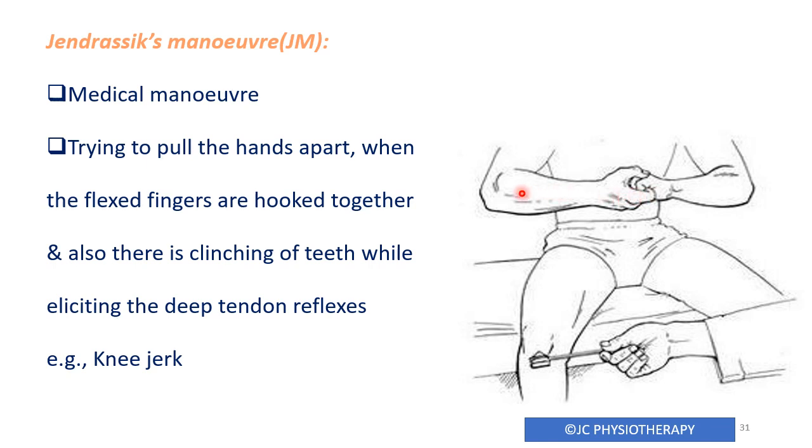You tell him to pull his hands apart while keeping the hands locked. His hands are locked in flexion, and while kept in flexion, he is trying to pull his hands apart, and you are eliciting the knee jerk reflex. Side by side the teeth are also clenched, which is not shown in this picture. When you try to elicit the tendon reflex, the reflex is elicited better. So you are reinforcing the tendon jerk reflex.